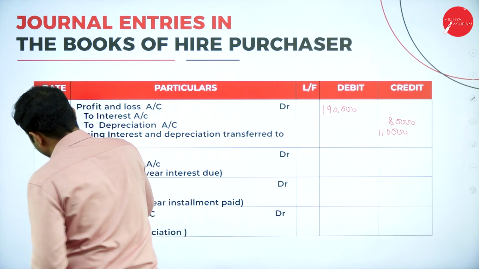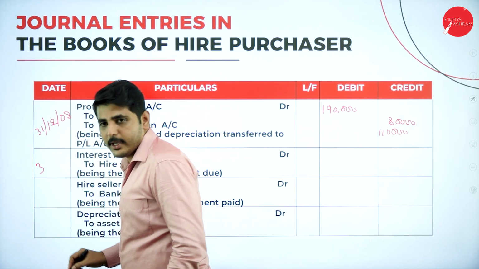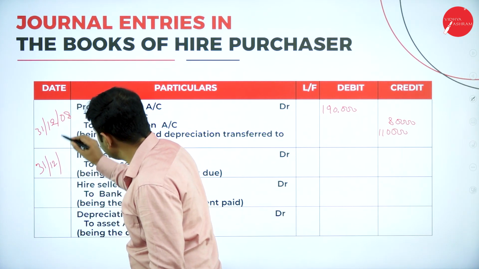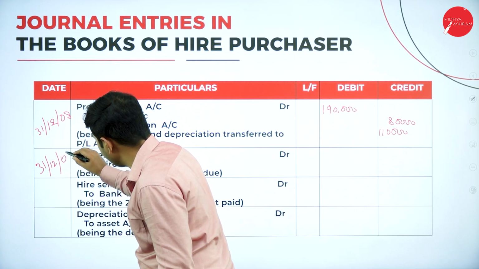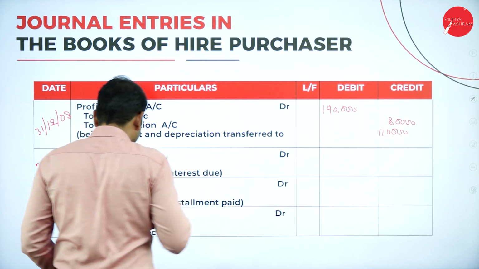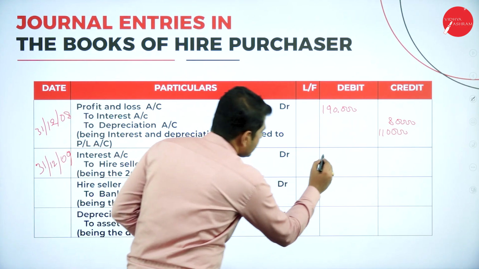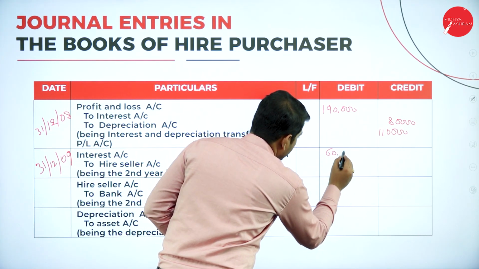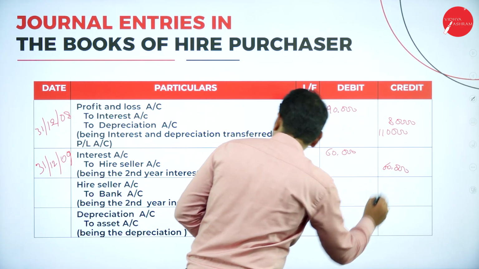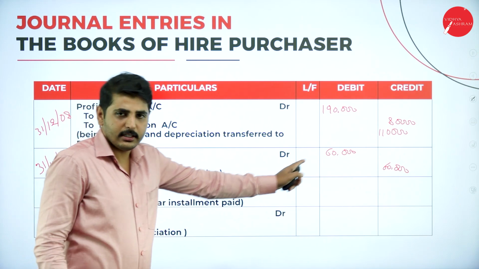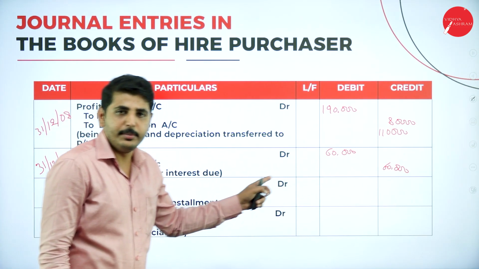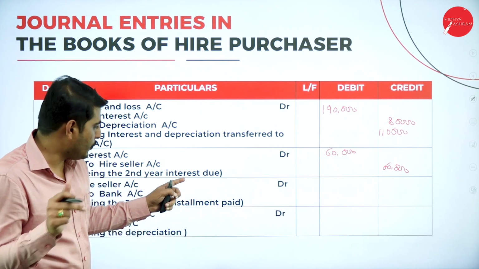Interest. So see here, when we pay the second year interest, 31st/12, this was 2008, this is 2009, the year end of next year, you have to pay the interest. What is our interest? 60,000 is the interest. Journal entry, interest account debit 60,000, to hire seller account 60,000, being the second year interest due.